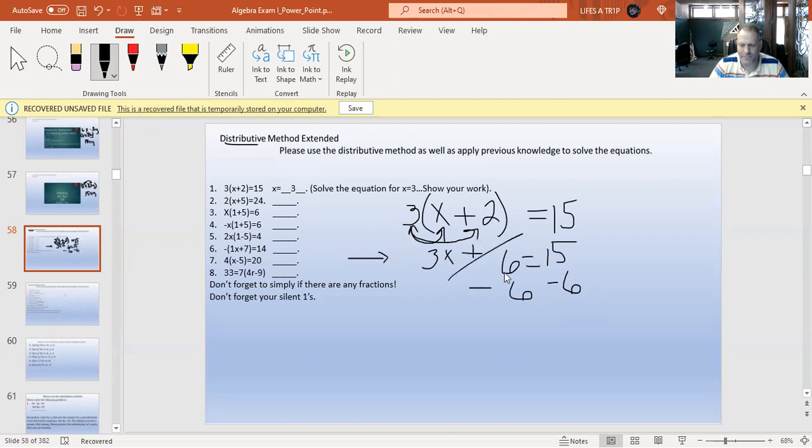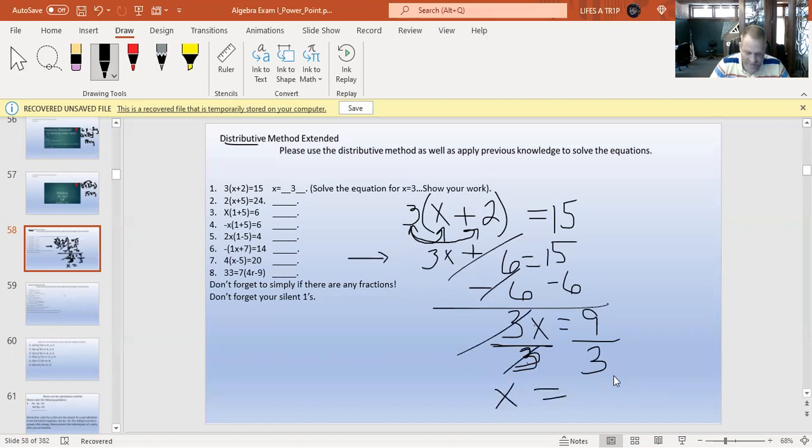Cancellation, cancel. That goes to 0. Bring down your 3x equals 9. And then we have to do another cancellation method because your x is still not by itself. So inverse operations, 3 times x is your multiplication. So now we're going to do your inverse operation of division and put the same 3 that's up here down here and cancel. x equals 3. And that's how we got to number 1.